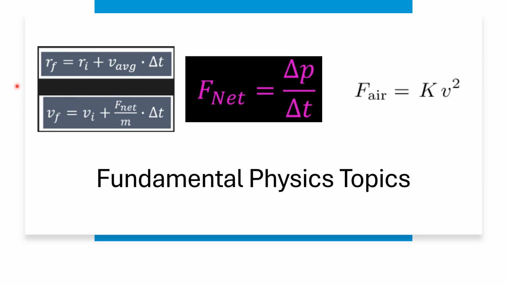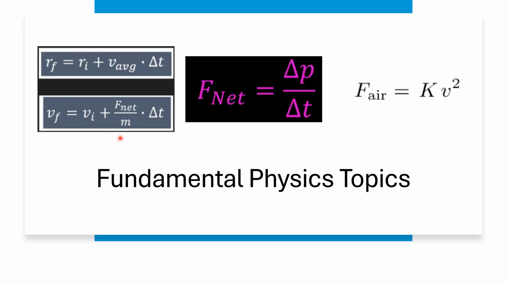For the position update formula, we have r final equals r initial plus v average times delta t. We use this to see how the position of the object changes over time and how air resistance affects the position change over time. The velocity update formula is almost the same: v final equals v initial plus F net over m times delta t.